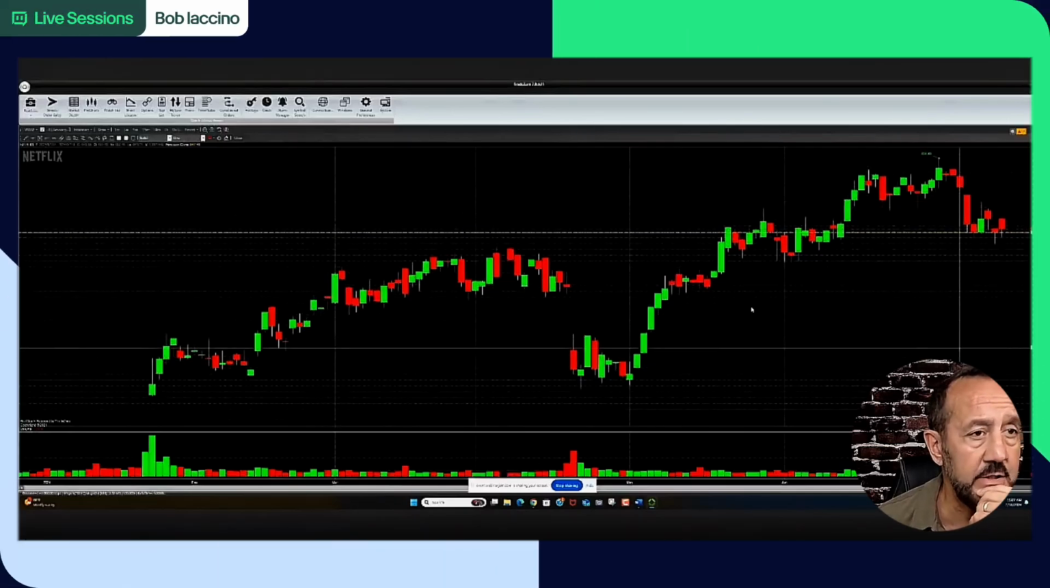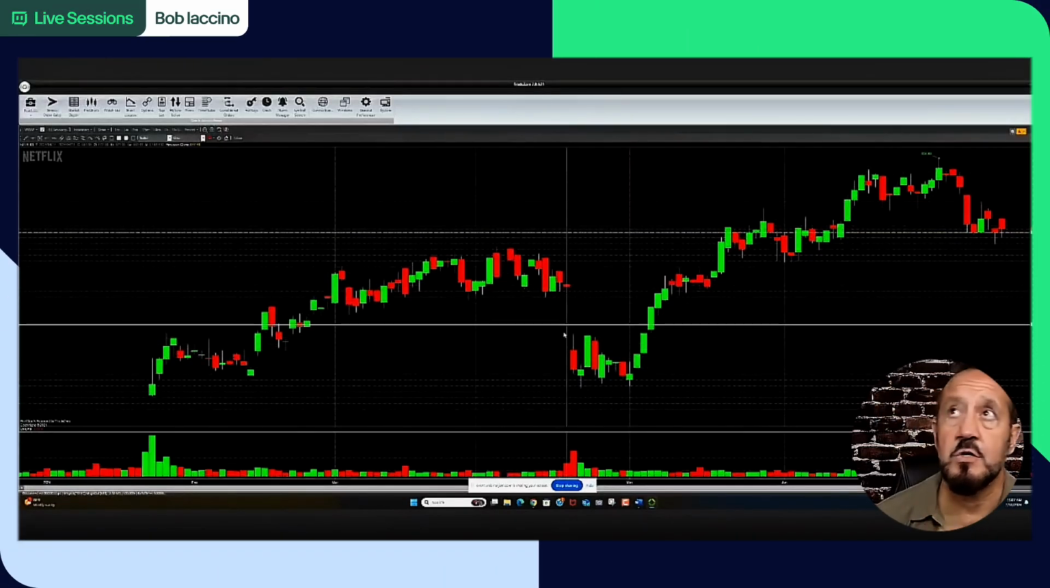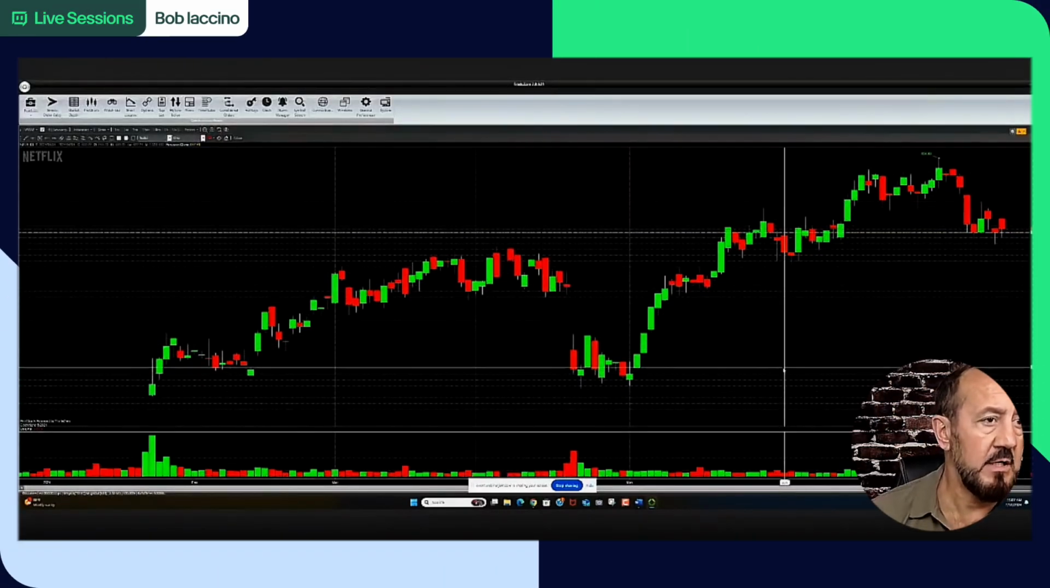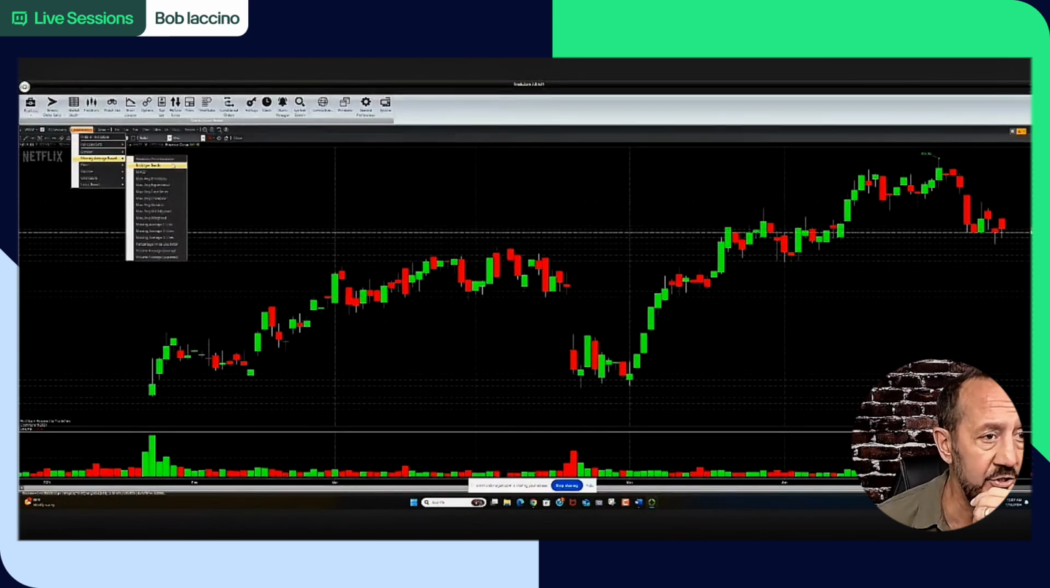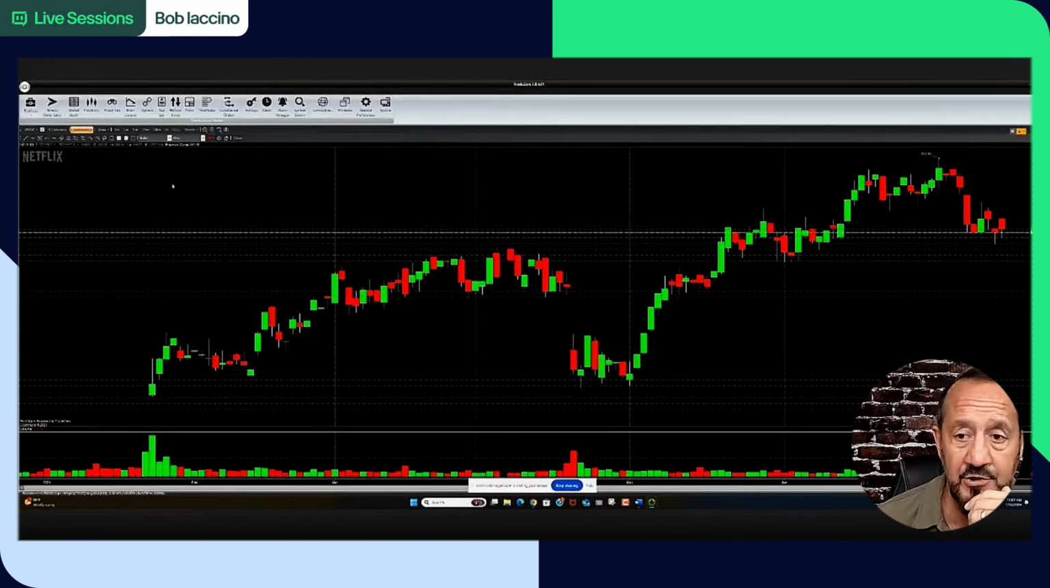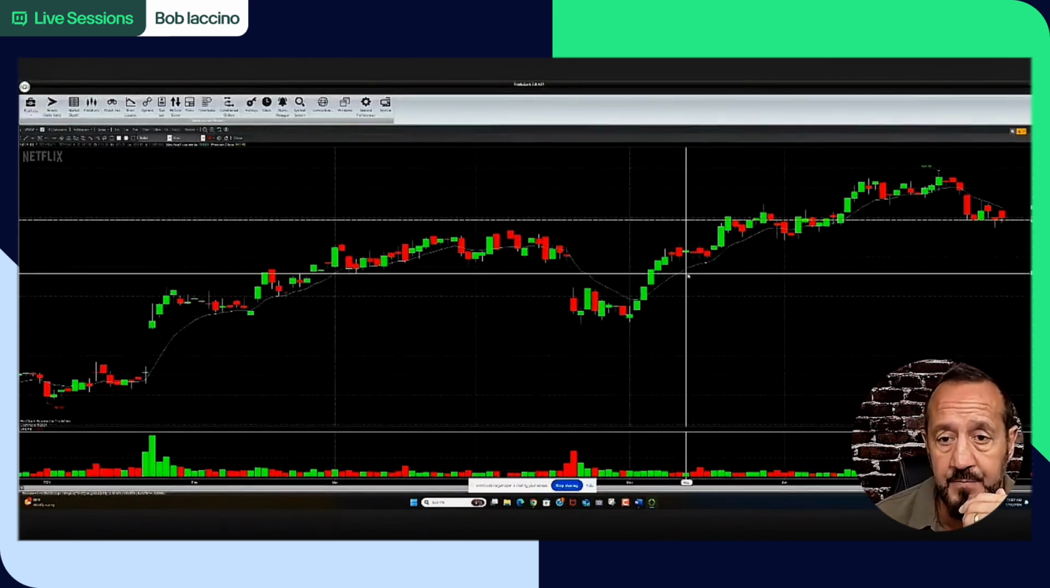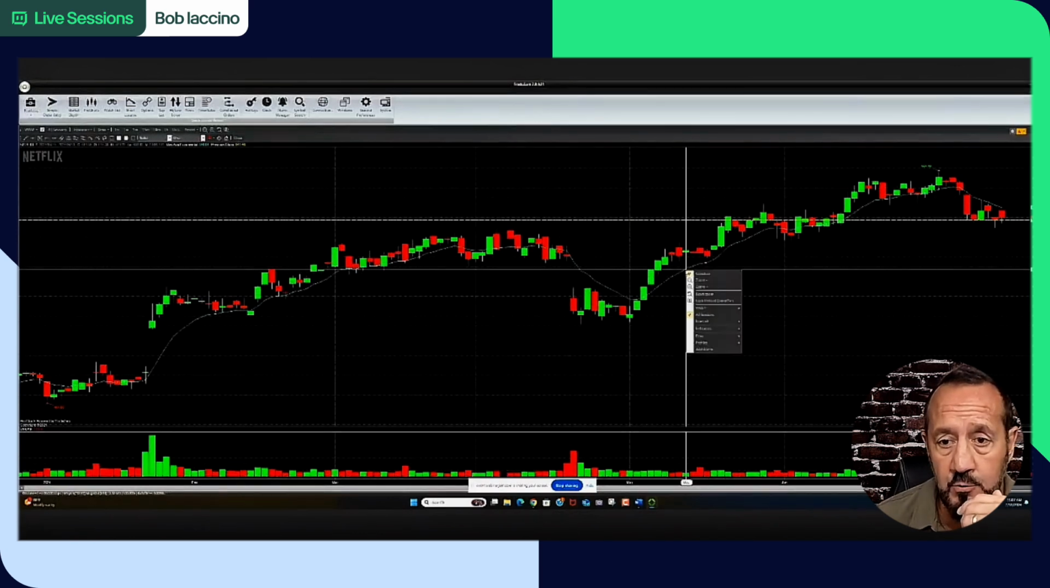I'm on a daily chart here, and we're talking about the rotation zone for entries and stops. So in order to use the rotation zone, I have to put it on here. The first thing I'm going to do is go to indicators, go to moving average, and go to moving average exponential.